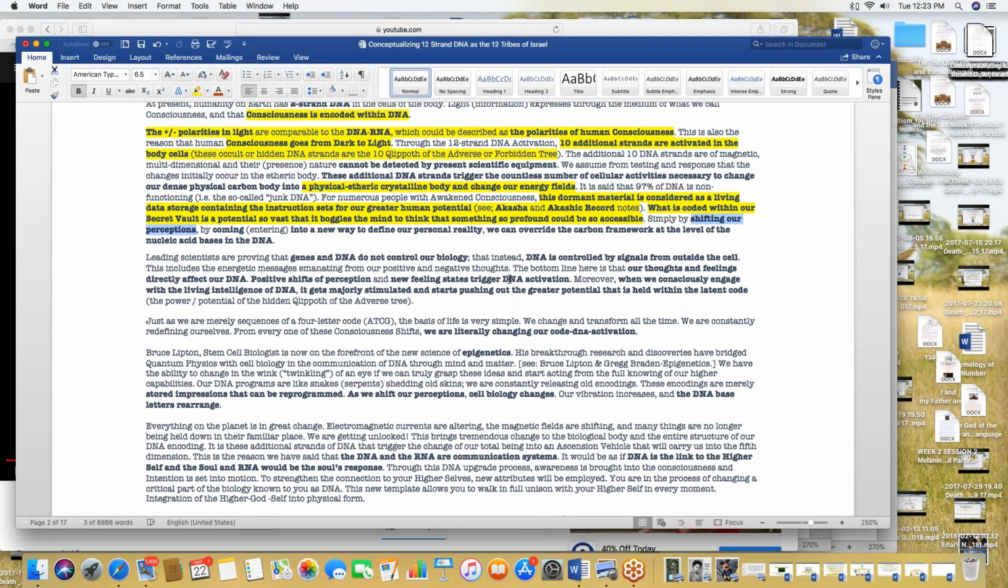Just by shifting our perceptions relative to these allegories and understanding that there is no good or evil, there is good and evil, and it is all us, and it is all in us. And by entering into a new way to define our personal reality, we can override the carbon framework at the level of the nucleic acid bases in the DNA. Simple as that, family.